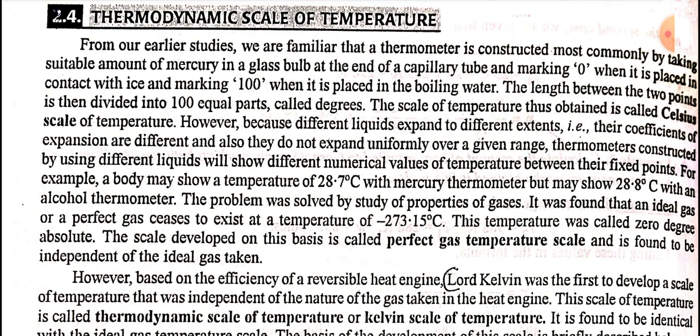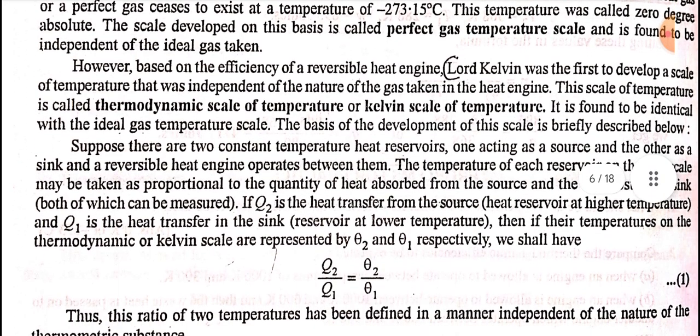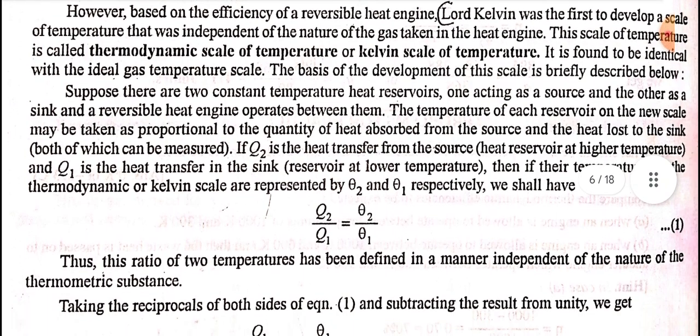The problem was solved by study of the properties of gases. It was found that an ideal gas or a perfect gas ceases to exist at a temperature of -273.15 degrees Celsius. This temperature was called 0 degree absolute. The scale developed on this basis is called perfect gas temperature scale and is found to be independent of the ideal gas taken.